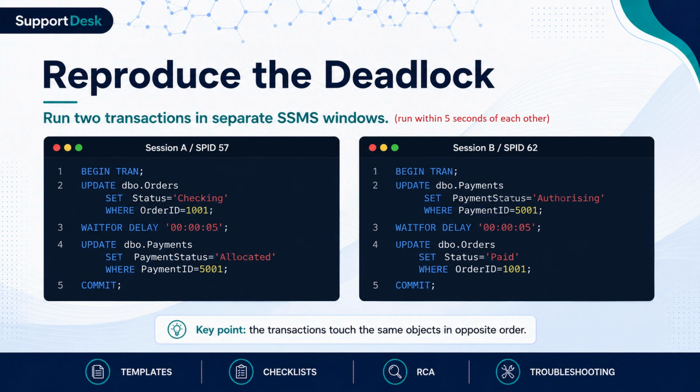To reproduce the issue, open two query windows in SQL Server Management Studio. Session A represents SPID 57. It begins a transaction, updates the orders table, waits 5 seconds, then updates the payments table. Session B represents SPID 62. It does the opposite. It begins a transaction, updates payments first, waits 5 seconds, then updates orders. That reversed object access order is the key. When both sessions run close together, they create a lock cycle.